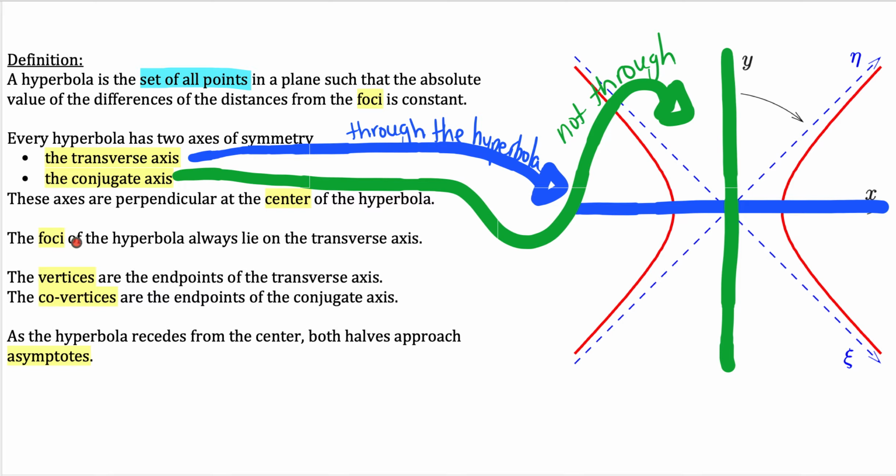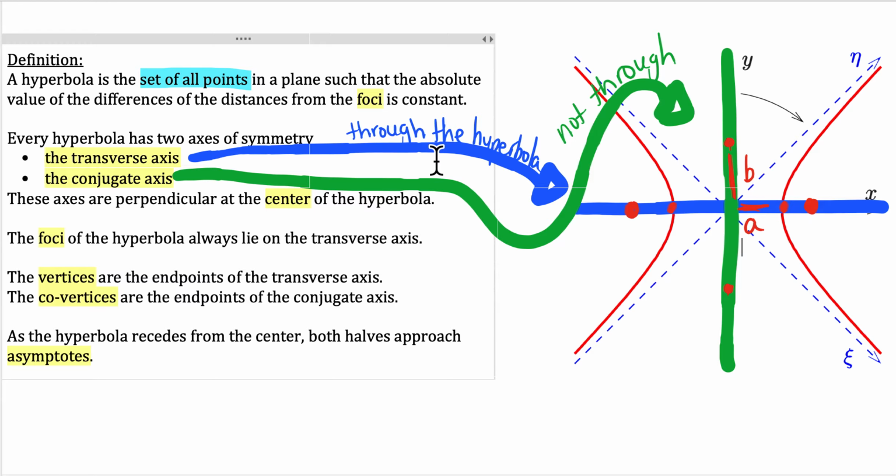The foci of the hyperbola always lie on the transverse axis. So we spoke about how they're on the inside of the hyperbola. They always lie on the inside and on the transverse axis. And the vertices are the endpoints of the transverse axis. So again, transverse axis, there are my vertices. And my co-vertices are endpoints on my conjugate axis. So those are my co-vertices. Distance again here is B. Distance here is A. And as the hyperbola recedes from the center, both halves approach asymptotes.